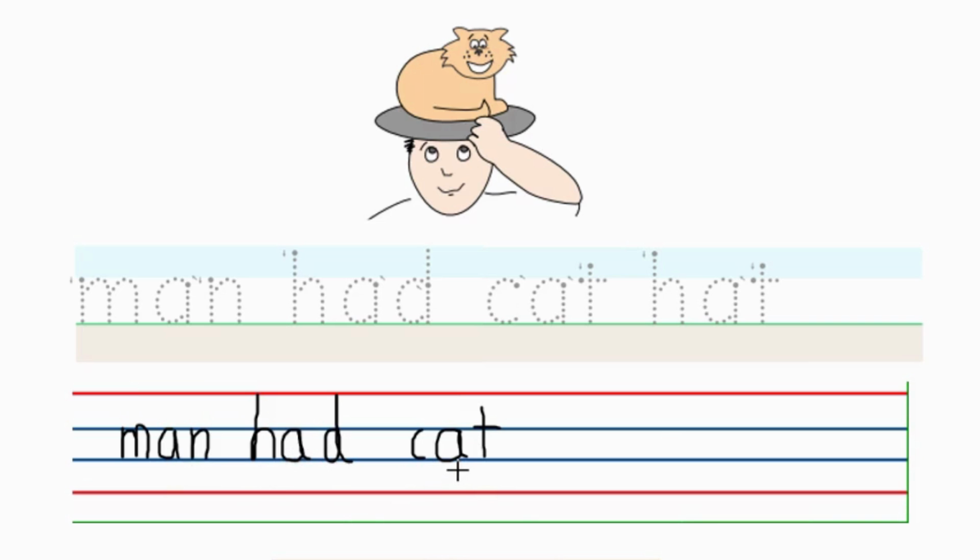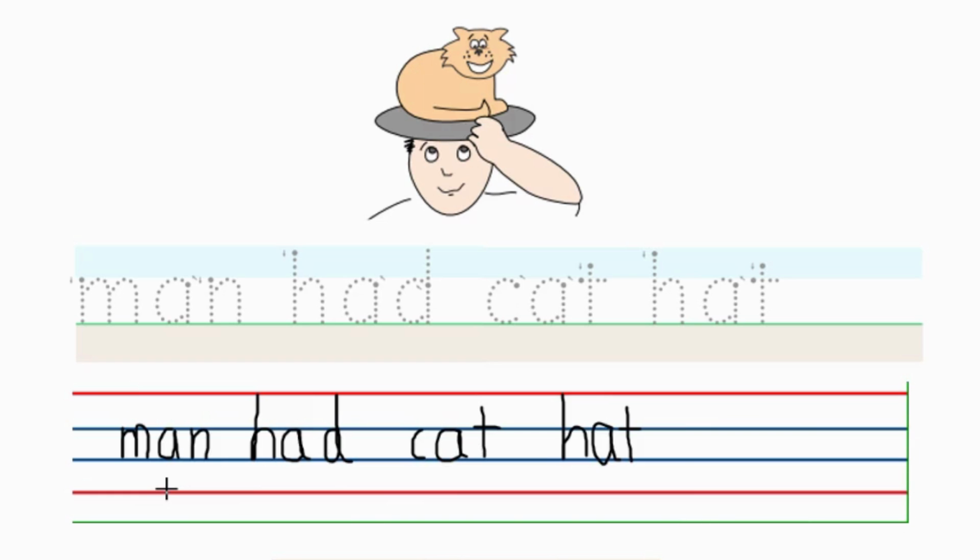And the last word is at. Leave a finger space and write at. What is the spelling of at? A-T. At. A. T. A straight line down and across means the letter T. So we have written man had cat at. We have made a sentence. Man had cat at. So practice writing again and again.